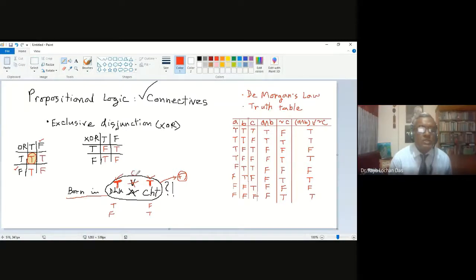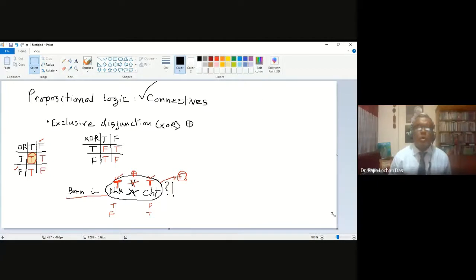What is the XOR symbol? The XOR symbol is a plus sign within a circle. The symbol is the same in Boolean logic and also in propositional logic. So when you use XOR, you understand the person will not be born in two places together. One may be true, the other will be false. That is the exclusion of one result from the OR result, and that is the difference between XOR and only OR.